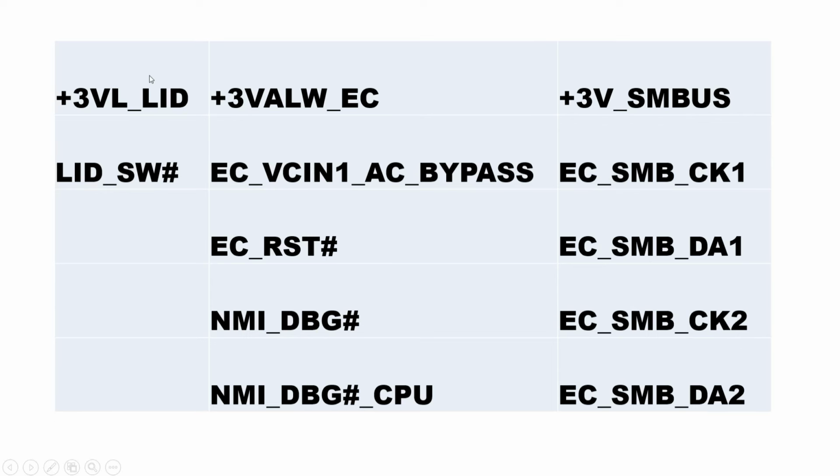So see, the sub voltage which I mentioned, according to that 3VL, the lead will activate the lead switch, and EC will activate the IO, and all the CEC RST, NME debug and CPU debug. All these voltages will be in active mode. These are signals, and through that SM bus voltage, this is actually a pull-up resistor. Through that pull-up resistor, this voltage will be active, and it will be pulled up to clock 1, data 1, clock 2, data 2.